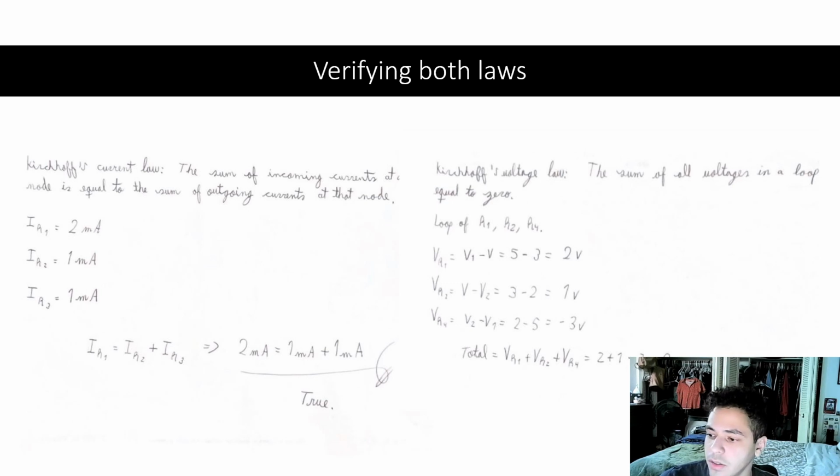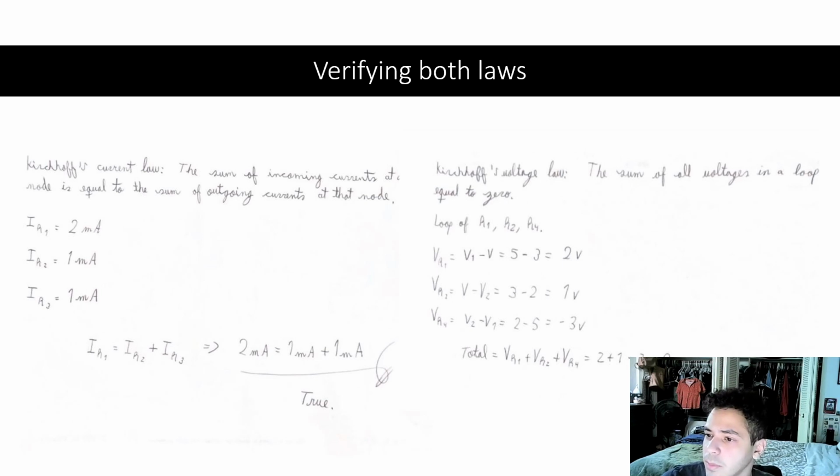So as you can see in the previous slide of the circuit, the currents of R1, R2, and R3 are stated as 2 milliamps, 1 milliamp, and 1 milliamp, corresponding to the three resistances, and the outgoing has to be equal to the incoming. So I made it an equation, and I put IR1 equal to IR2 plus IR3, which in this case is equal, because 2 equals 1 plus 1. So the current law is true for this circuit.